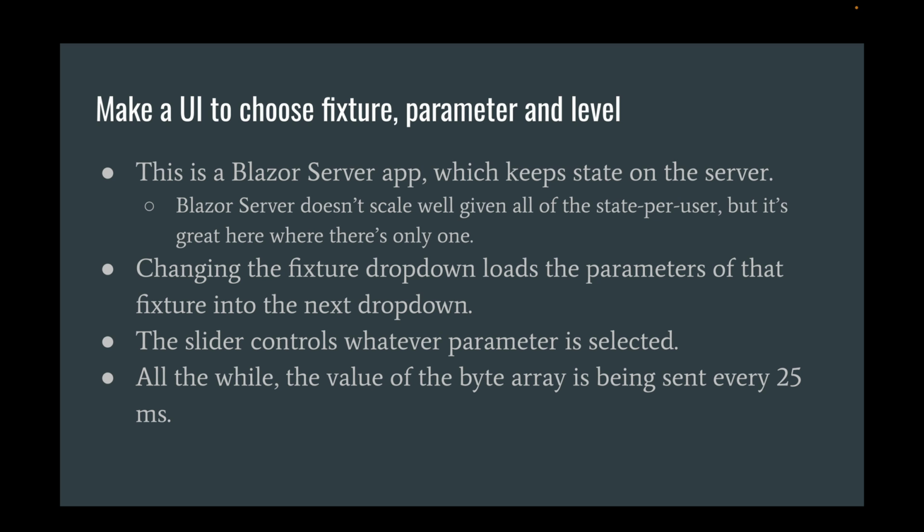So we'll change the fixture dropdown and that'll load the parameters for that fixture in the next dropdown. And then we select whichever one of those we want to change. And then we have the slider to change them to whatever we want. So in the background, we still have the byte array that's being sent every 25 milliseconds.